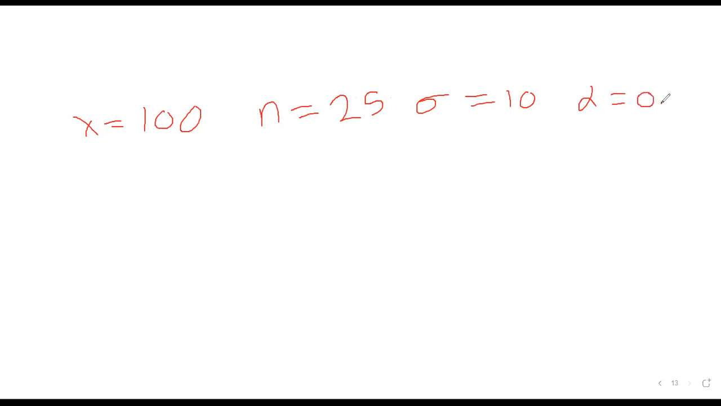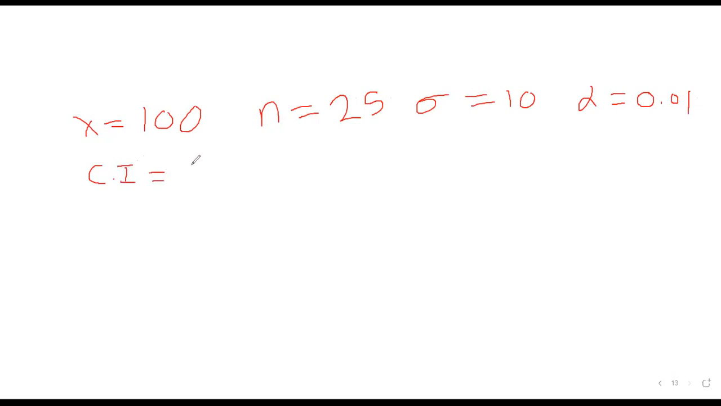Suppose our mean is 100. Our sample size is 25. Our standard deviation is 10. Our alpha is 0.01. So what's the formula for confidence interval? Yes, in summary, confidence interval is what?